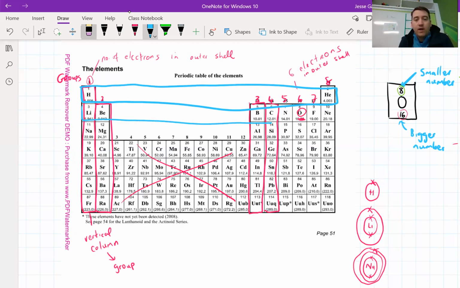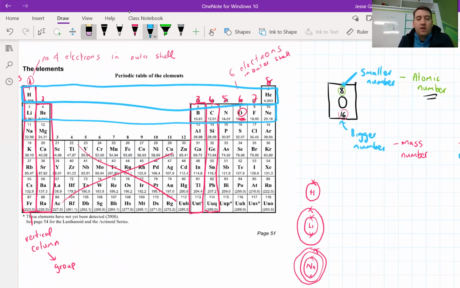So these blue rectangles, this time I'm showing horizontal rows of elements. And we can label horizontal rows. This is the top row or the first row, then this is the second, third, fourth, and fifth, and so on. Now, generally, we don't need to go much further than that. But what these numbers will tell us is the total number of shells.